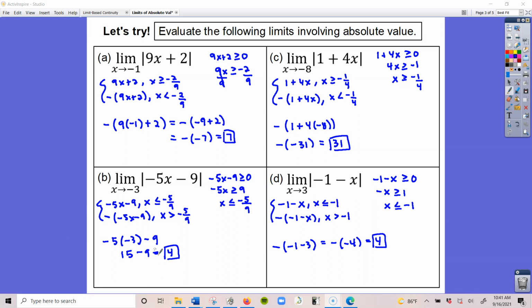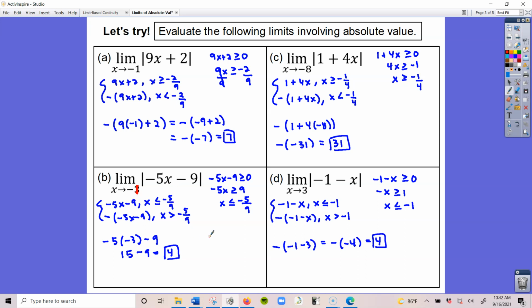Now all of these happen to work out so that we always ended up with a positive number. But let's say the limit for b, instead of approaching negative 3, was negative 1. Let's try that a second. If it was negative 1, then I would have had to plug it into this top version right here, since negative 1 is less than negative 5 over 9.